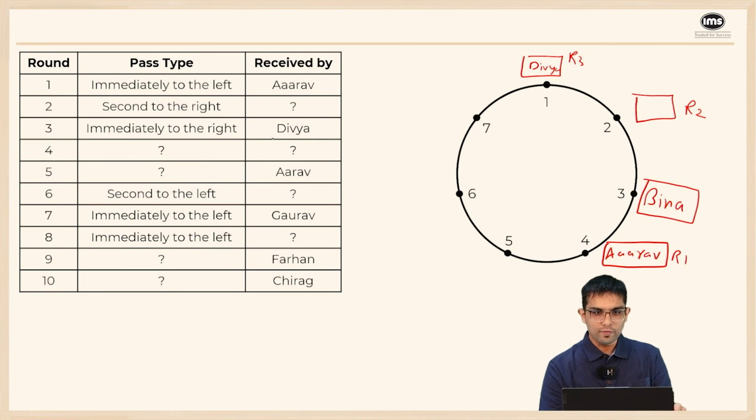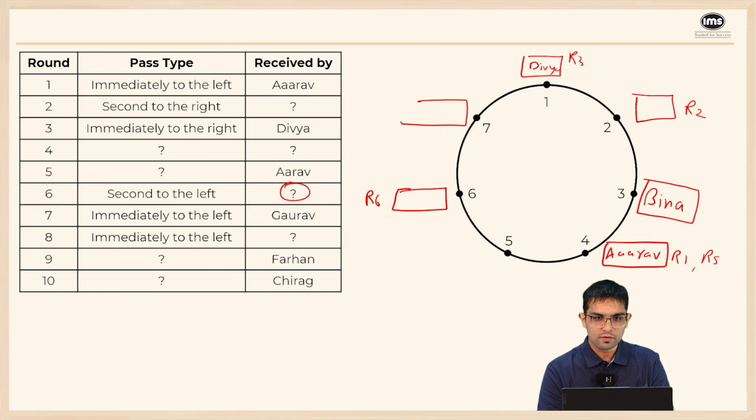Now Divya is passing to whom? That we don't know. Who's getting it after round 4? That we don't know. But in round 5, Arav is getting the buck again. Now Arav is passing second to the left. Second to the left is the 6th chair. That is round 6. Who's getting that? That we don't know. In round 7, this person passes it to the immediate left and Gaurav is receiving it. So this is Gaurav, and this is round 7. Now Gaurav is passing immediate to the left. So that is round 8. Divya is again receiving it.